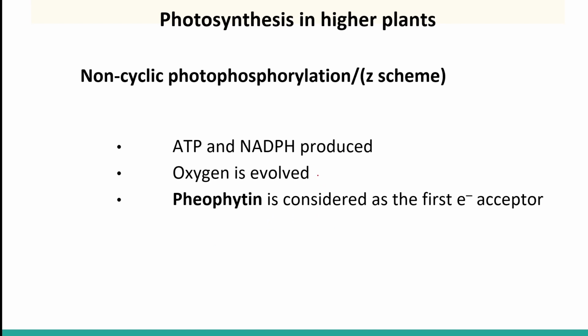Here again oxygen evolution takes place, meaning splitting of water takes place. Oxygen evolution is due to splitting of water, or photolysis of water. This takes place at photosystem 2, because the water splitting complex is present in photosystem 2. That's why in non-cyclic photophosphorylation, oxygen evolution is seen. Here the primary acceptor of electron is pheophytin. This is the point to remember: the first acceptor of electron is pheophytin.